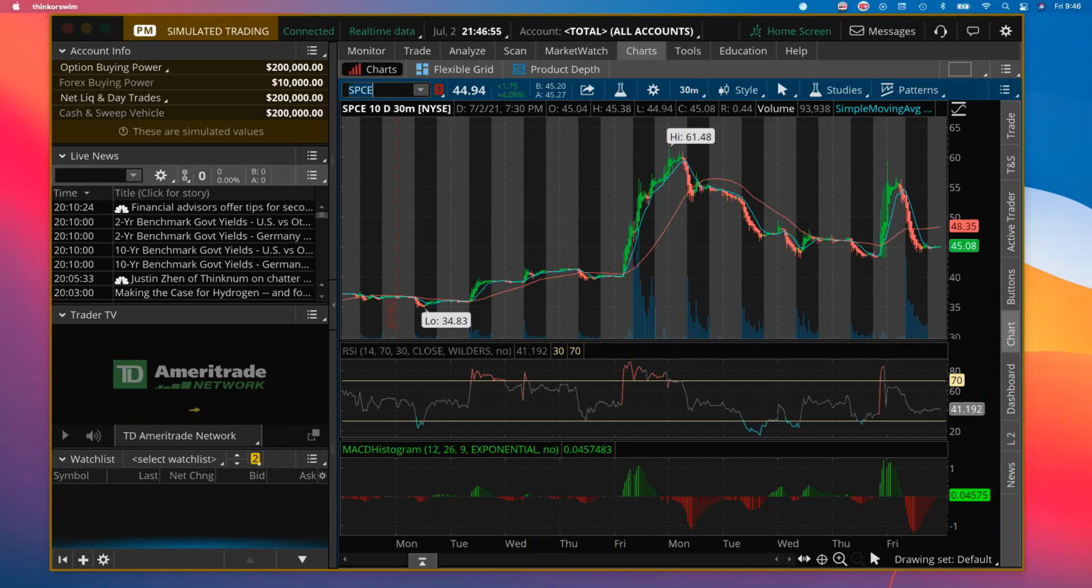Imran, this software is TD Ameritrade's Thinkorswim.